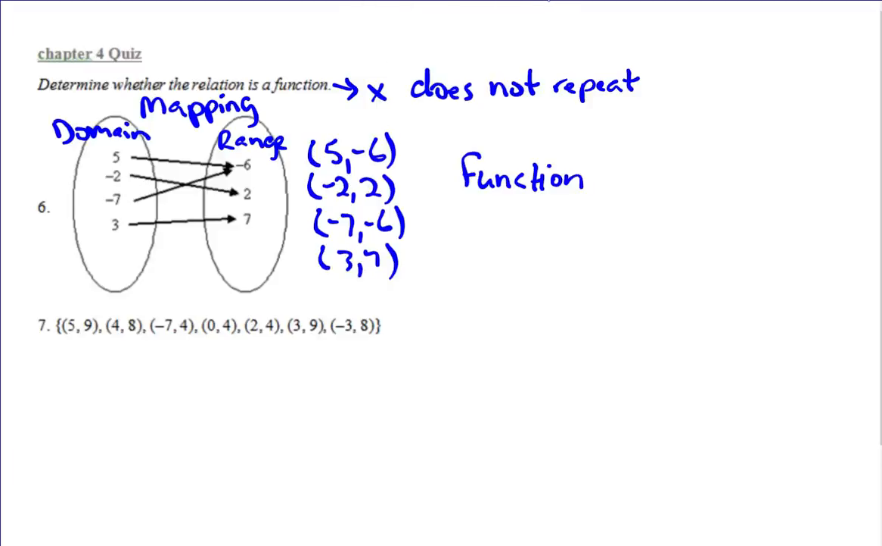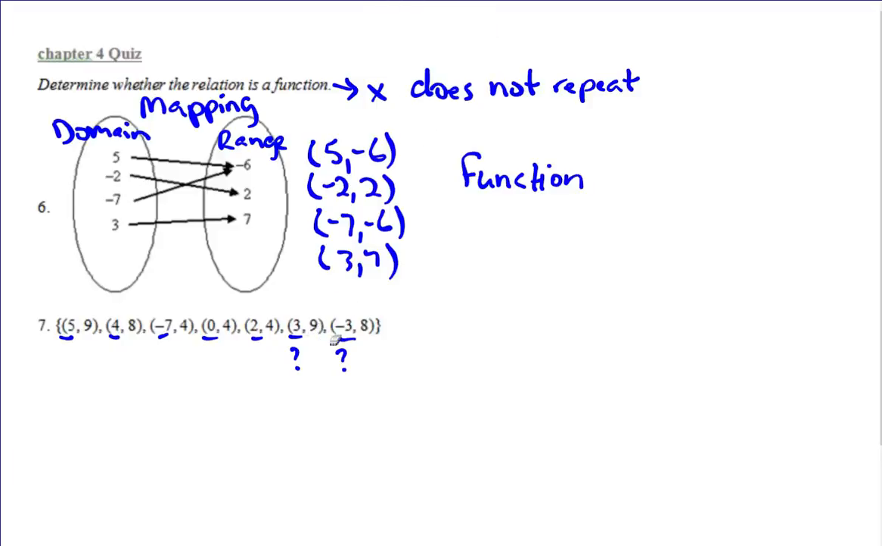Speaking of that, number 7 gives you a list of points to look at. So we check, does x ever repeat? So we have 5, 4, -7, 0, 2, 3, -3. So it doesn't look like anything repeats. The closest thing to something repeating is 3 and -3. It's the same digit, but they're opposites, so they're different numbers. So x isn't repeating.